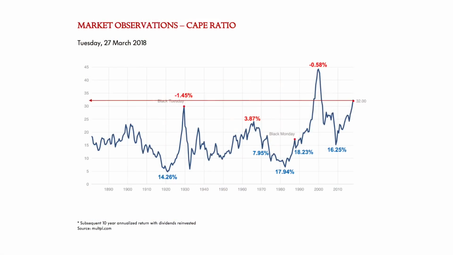Now, this indicator is not good at predicting corrections, but it's very good at predicting the next 10 years' annual returns. So we've put returns in at various points along the Cape-Shiller ratio. You can see whenever it's high, the future returns are low, and whenever the indicator is low, future returns are much better.